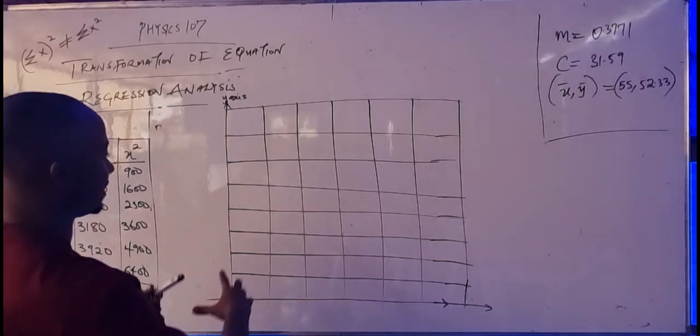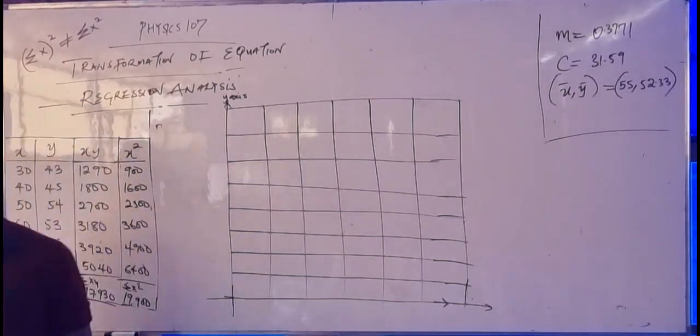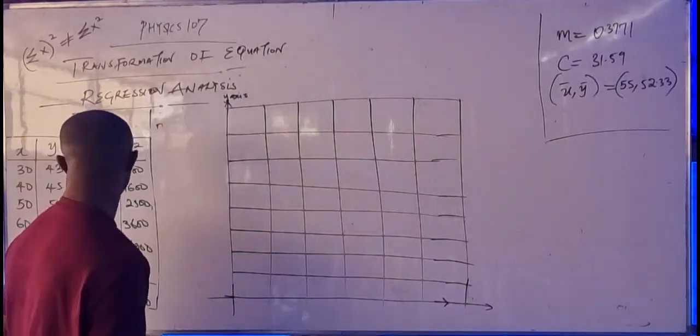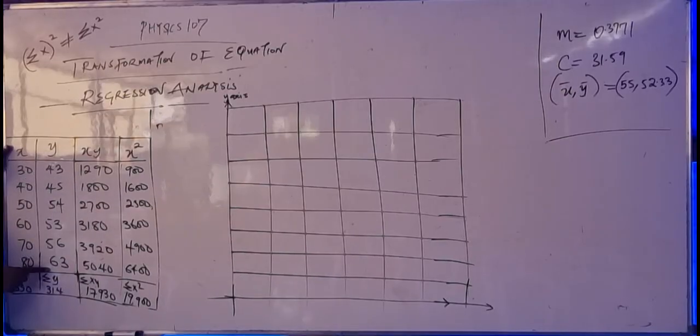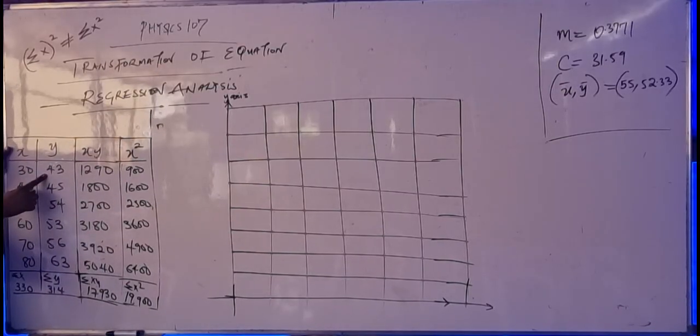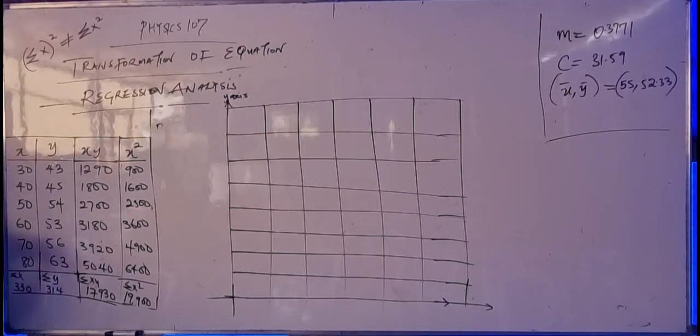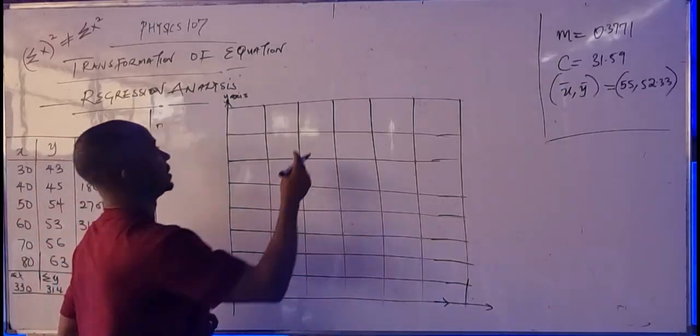Okay, this is our graph. This is the nature of your graph, and we have different boxes here. If you look at this, you're plotting a graph of what against what? Y against X. Now, the highest number here is 63. What is the lowest number? 43. Are you there?